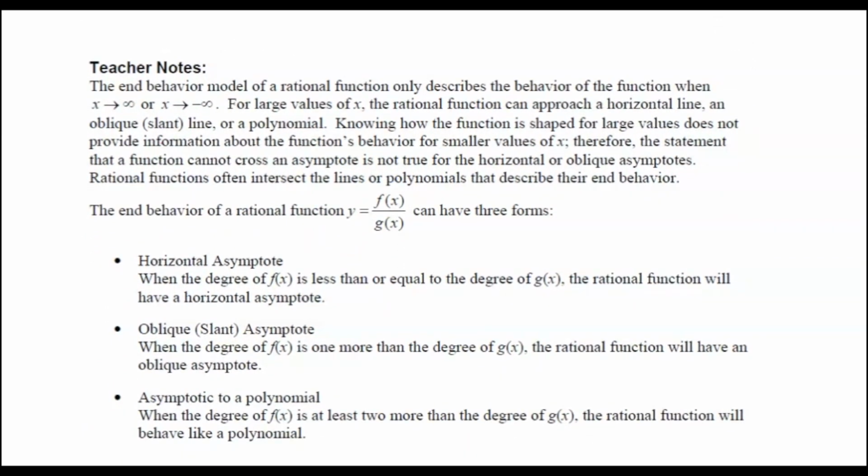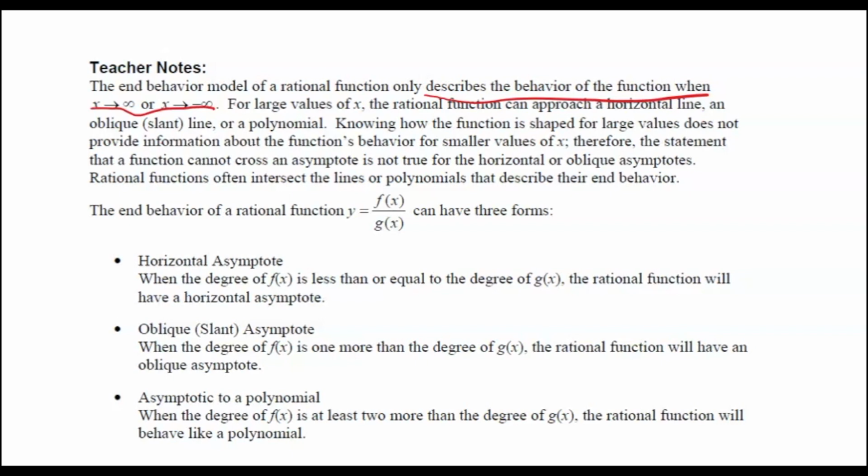If you look in the teacher pages of the actual lesson, not the scope and sequence, you'll see these teacher notes that discuss what the end behavior is. And this is a good idea to mention to the students, that end behavior just describes the behavior of the function as your x's are going to positive infinity or negative infinity. So as your x's are going off to the right or to the left, what are the y values doing? Are they going up towards infinity, down towards negative infinity? Are they approaching a line? What are they doing?